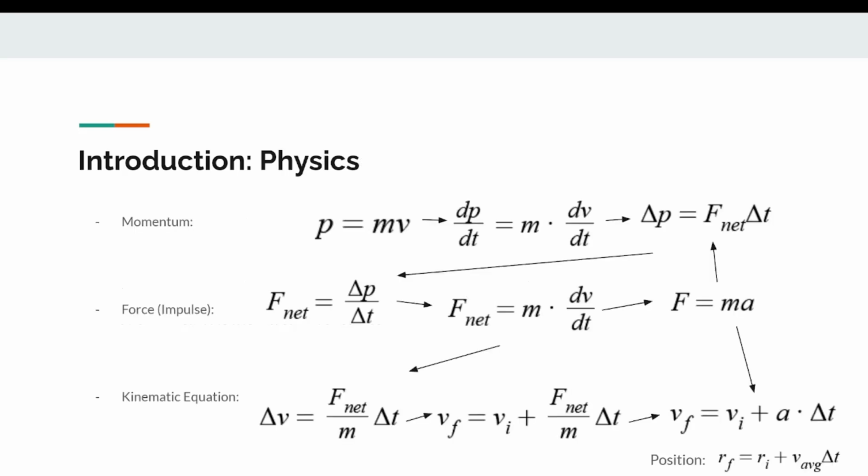So the physics concepts we used were the momentum principle, p equals mv, momentum equals mass times velocity. From there we derived two force equations. Net force is equal to the change in momentum over change in time, and the net force is equal to mass times acceleration. And from those force equations we derived the kinematic equations of net velocity is equal to net force over mass times change in time, and also the final position is equal to the initial position plus average velocity times the change in time.